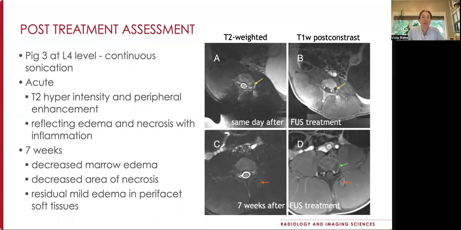Images obtained 7 weeks after focused ultrasound treatment show decreased marrow edema and decreased area of necrosis. Residual mild edema is seen in the left perifacet soft tissues.